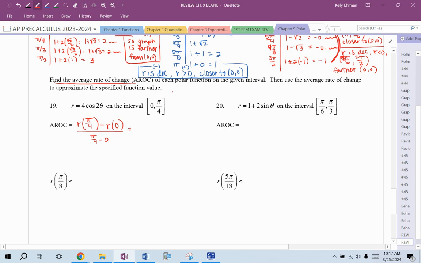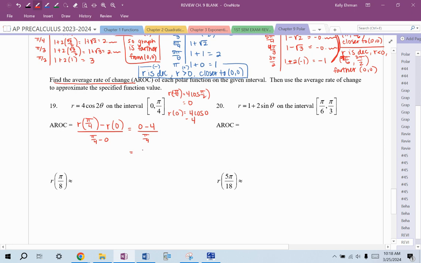I'm going to do the work for this off to the side though. So r of pi over 4 is equal to 4 times the cosine of 2 pi over 4. So that's equal to 0. And then r of 0 is equal to 4 times the cosine of 2 times 0. So that's equal to 4. So we have 0 minus 4 over, this is just pi over 4.